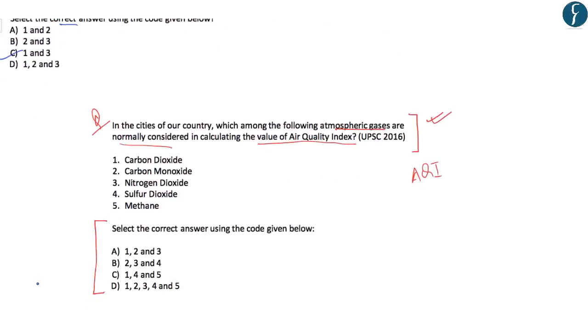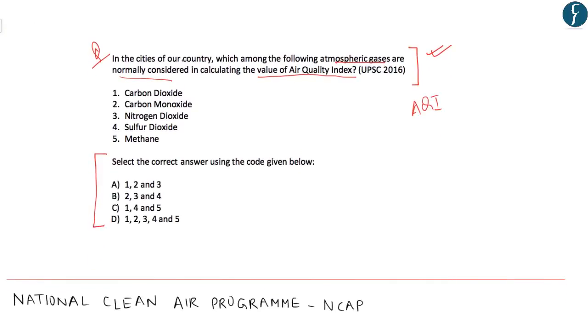And coming back to the question asked in the UPSC examination: in the cities of our country, which among the following atmospheric gases are normally considered in calculating the value of air quality index? We know carbon dioxide was not in that list. Carbon monoxide was there, NO2 was there, sulfur dioxide was there, and methane was also not there. So the correct answer here would be 2, 3 and 4. Since UPSC has already asked a question on air quality index, hence this topic of air quality index as well as National Clean Air Program becomes very important with respect to your UPSC prelims examination.